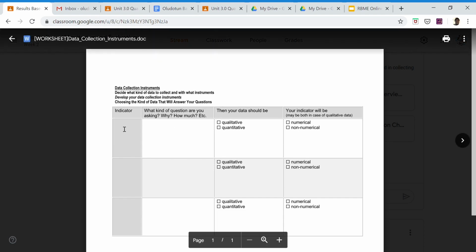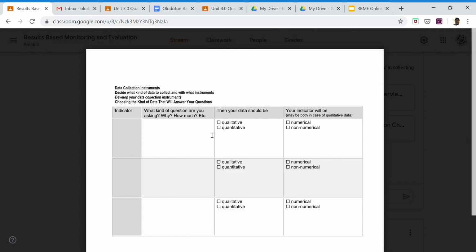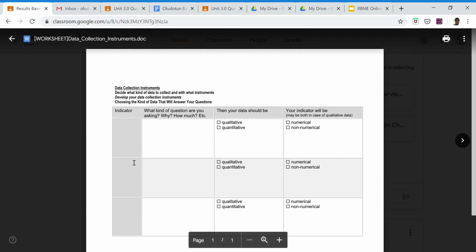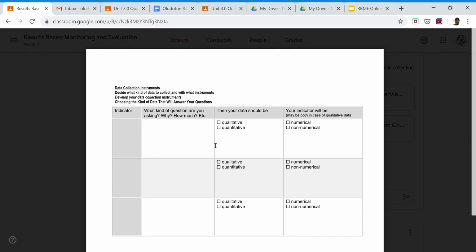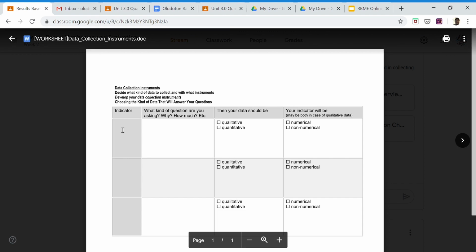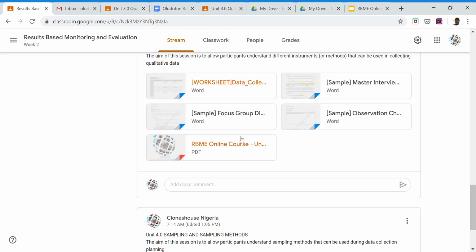But you should know that the LF is about perception. Yes, I know it's qualitative, and I know my indicator might necessarily be non-numerical. So that's what it means for each of your indicators. You can use this as a worksheet, put it in here and work on it. It's a very useful worksheet.